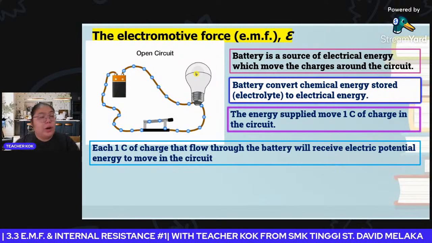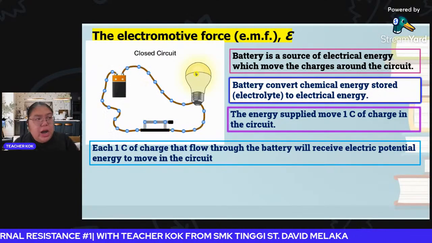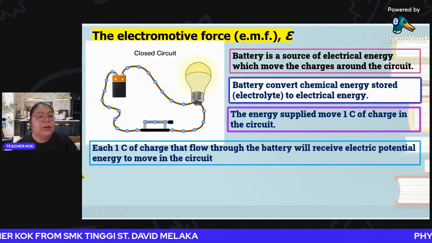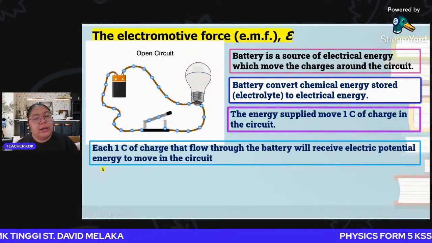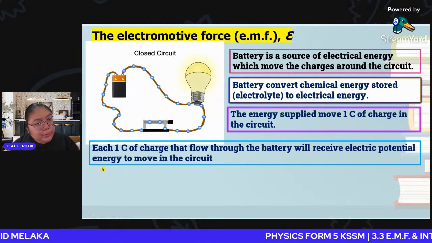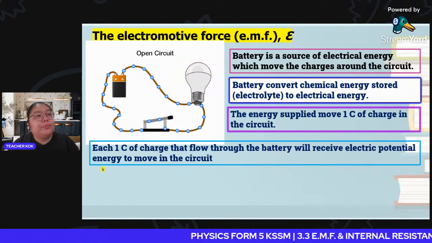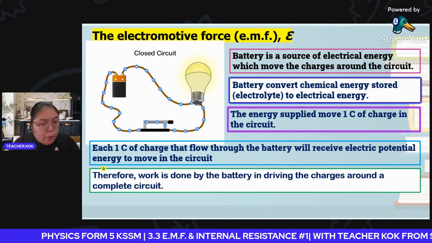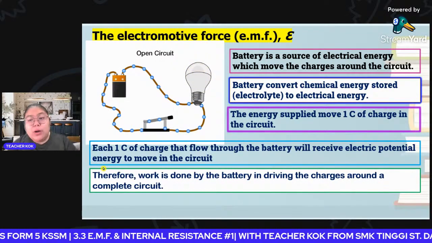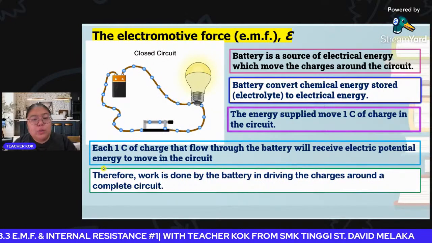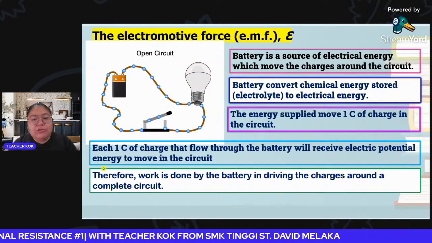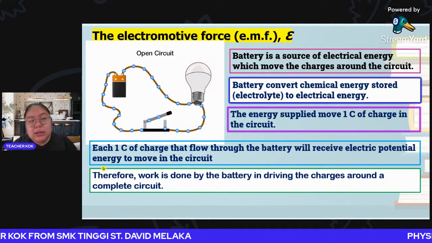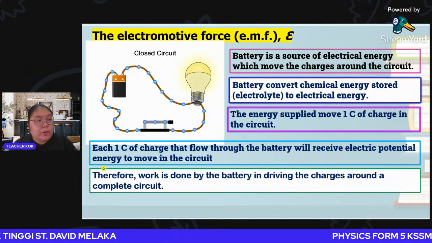So just now we had one question: why can the charge be moved? Because it has electric potential energy. Electric potential energy means it will kick the charge to move. Okay, so from here we continue. Therefore, work is done, no? Because you have energy. So therefore, the work is done by the battery in driving the charge around the complete circuit. Okay, so this was one of the processes.